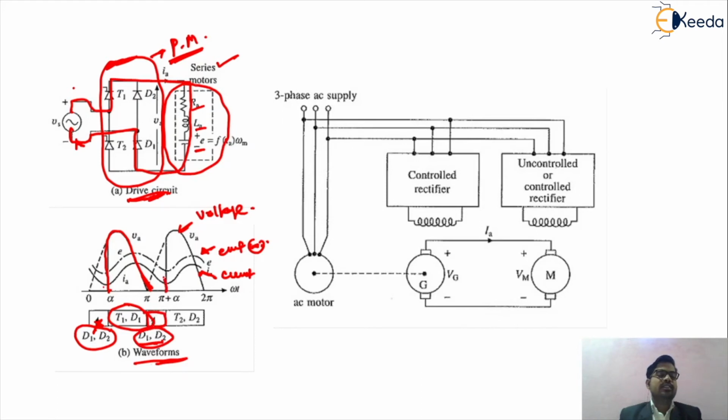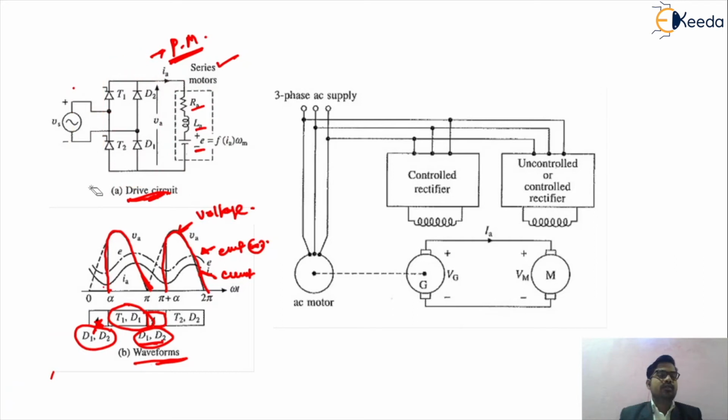Again, for the second cycle, T2 and D2. Now we can draw the operation of T2 and D2 as well. For that, we have to understand what the operation will be. First of all, we have to change the supply terminal for T2 and D2. Now we are giving the voltage for the second cycle.